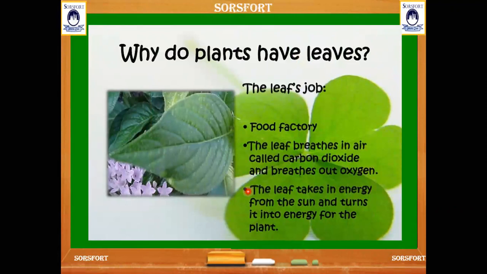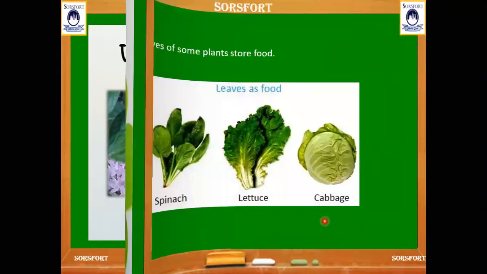What do the leaves do? As I said, the leaf prepares food for the plant. So we call them the food factory of the plant. The leaf breathes in air called carbon dioxide and breathes out oxygen. What do we breathe? We breathe in oxygen and we breathe out carbon dioxide. Here are the plants which give us oxygen to breathe. The leaf takes in energy from the sun and turns it into energy for the plant.